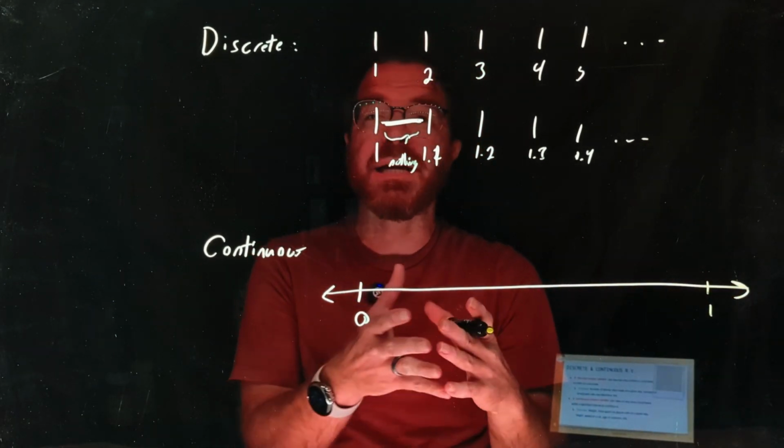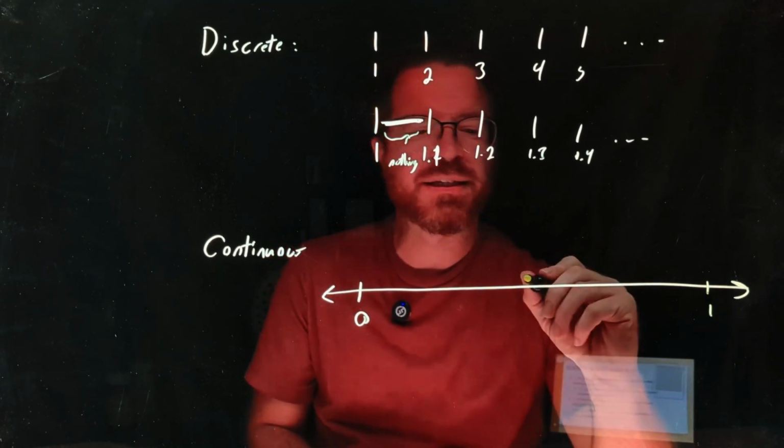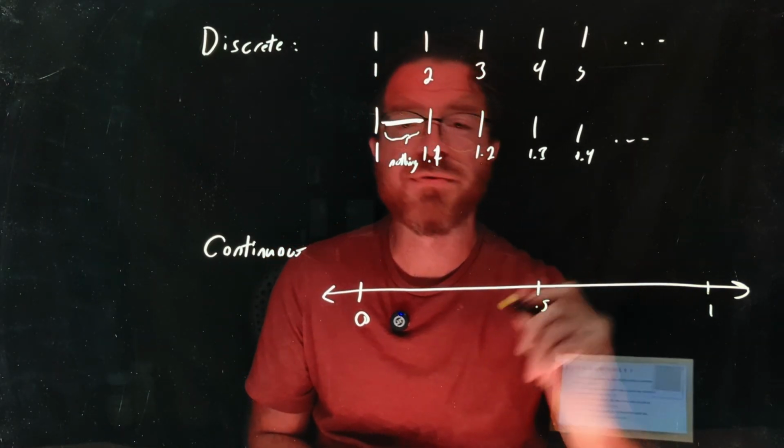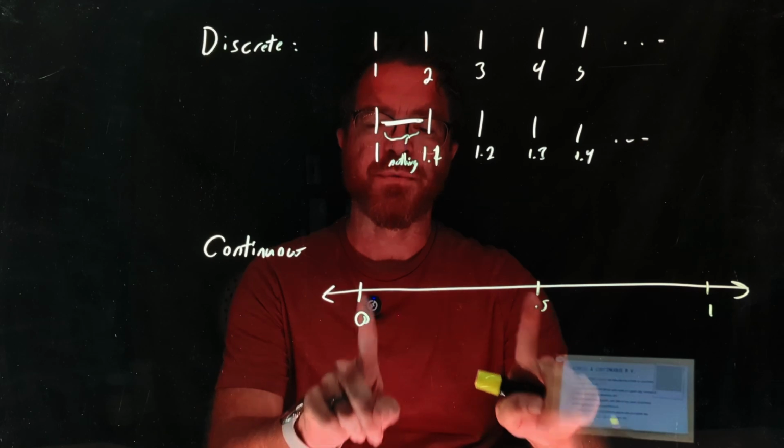Well, this means that I could get an infinite number of values in here. So let's pick the easiest one. Let's split it in half. Let's say that this is 0.5. So now focus on this bottom interval, 0 to 0.5.